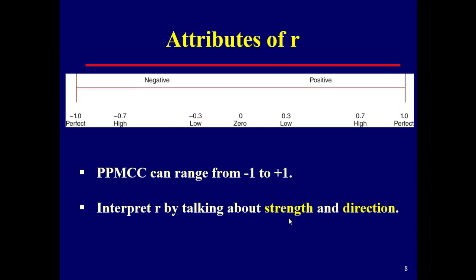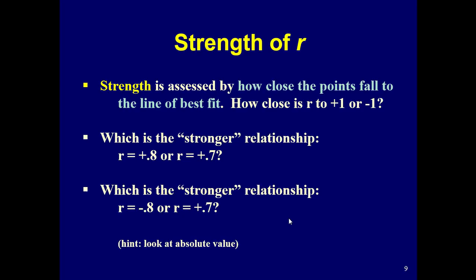So this should be review, so I'll go very quickly by reviewing the fact that the strength is really a matter of how close these points fall to the line. The closer the points are to the line of best fit, that's going to create a Pearson R close to +1 or -1. And the strength of the R essentially is, we look at the absolute value, the magnitude of the correlation, and that gives us an idea of the strength.